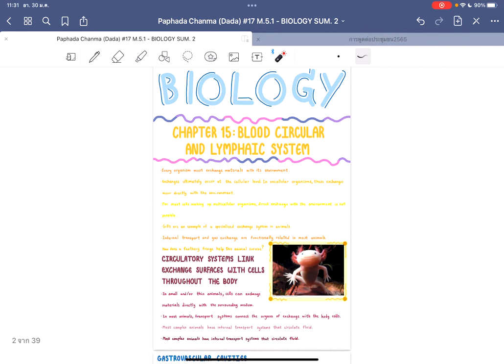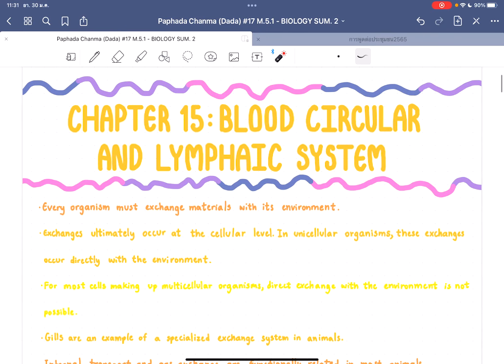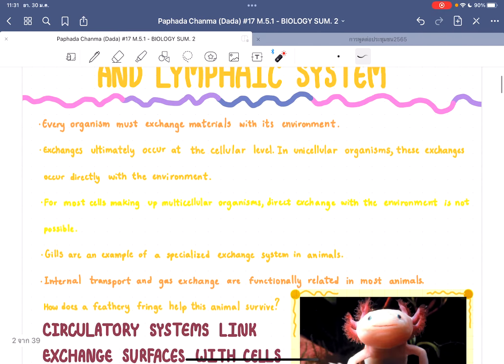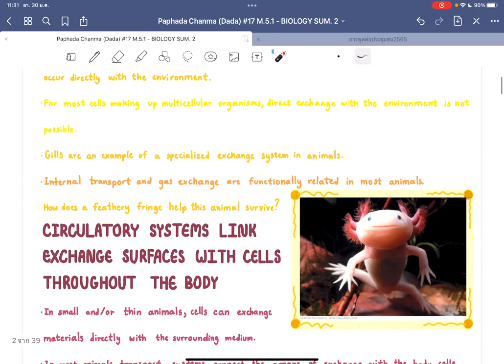Biology, chapter 15, blood circulation and the lymphatic system. Every organism must exchange materials with its environment. Exchanges ultimately occur at the cellular level. In unicellular organisms, these exchanges occur directly with the environment. For most cells making up multicellular organisms, direct exchange with the environment is not possible.